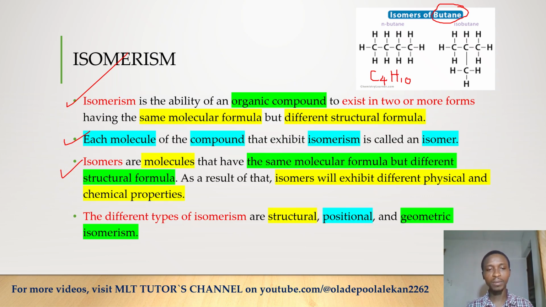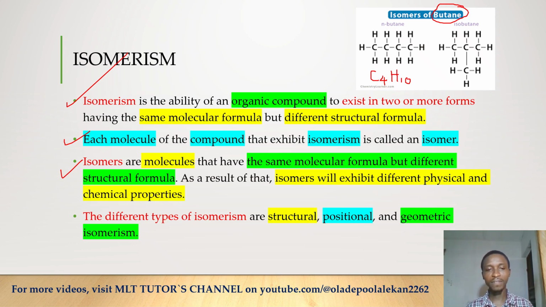Simply, isomers are molecules that have the same molecular formula but different structural formula. Just like these two examples, these are isomers. They have the same molecular formula but different structural formula. And because of that, they can exhibit differences in physical and chemical properties such as boiling point and melting point, etc.